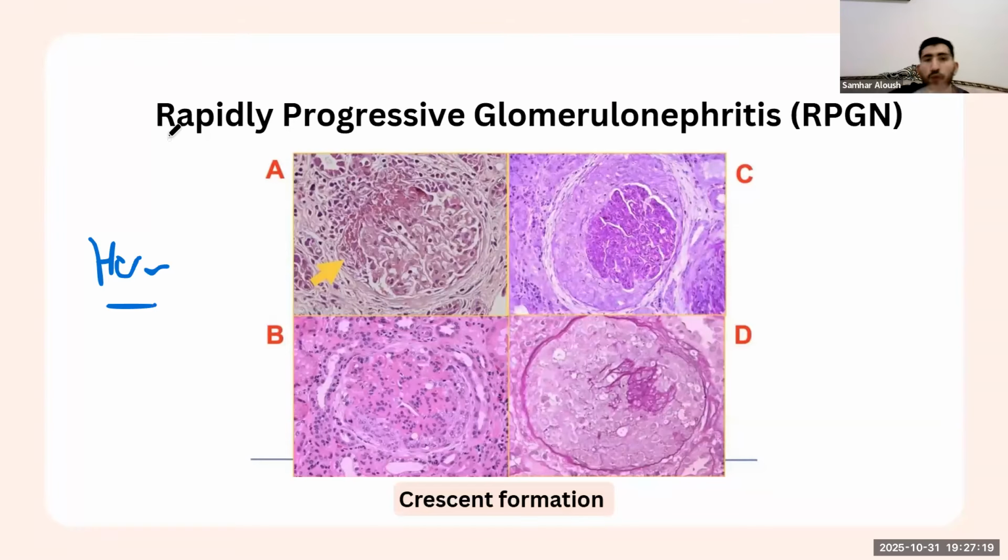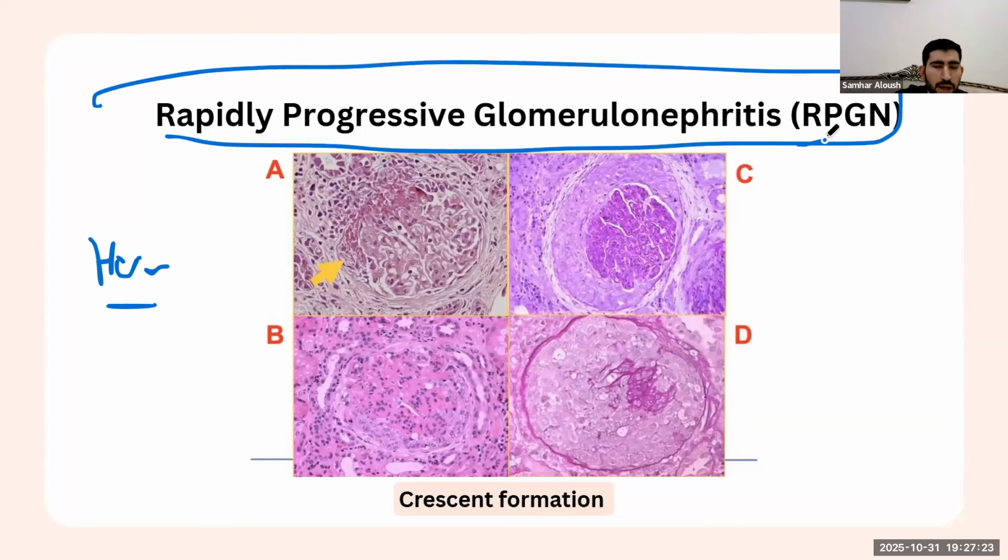However, there is a group of diseases called rapidly progressive glomerulonephritis, RPGN. These are diseases that cause nephritic syndrome, so it's still hematuria, but it's very rapidly progressing, and it leads to renal failure very quickly if it's not treated. These are a group of diseases that lead to end-stage renal disease almost immediately. What's special about all of these? All of them lead to this crescent formation.